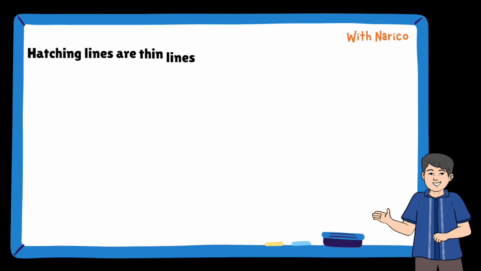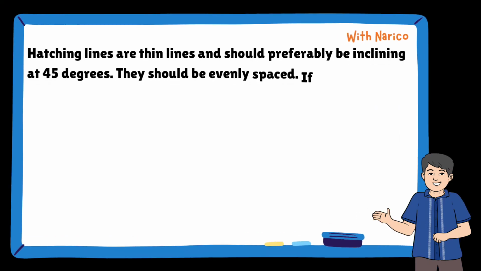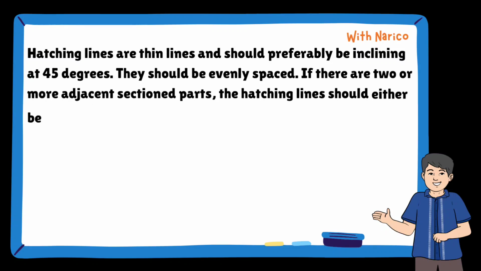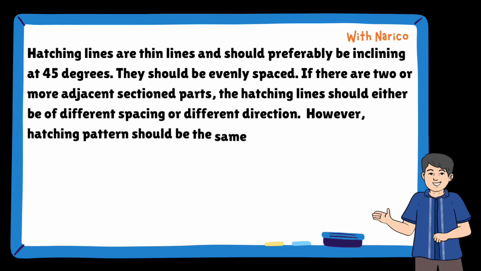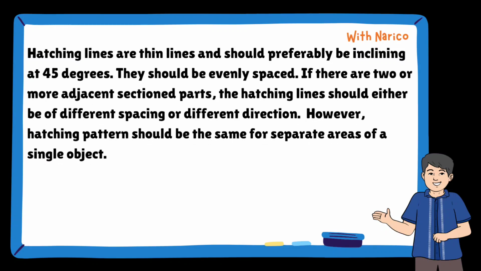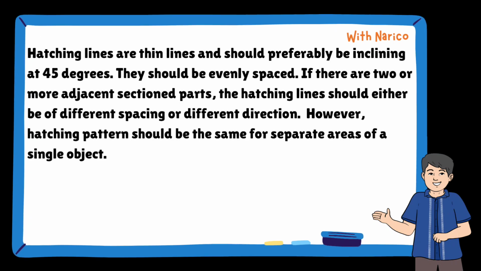Hatching lines are thin lines and should preferably be inclined at 45 degrees. They should be evenly spaced. If there are two or more adjacent section parts, the hatching lines should either be of different spacing or different direction. However, hatching patterns should be the same for separate areas of a single object.